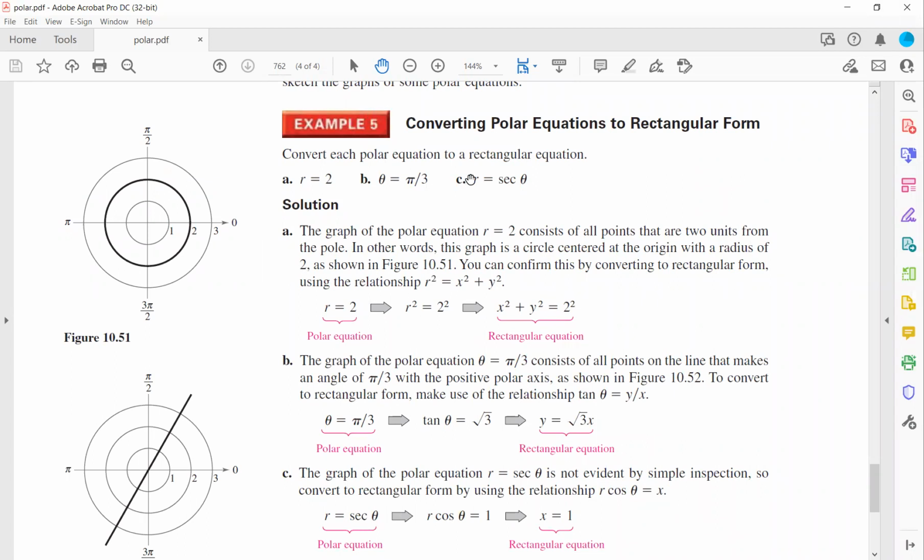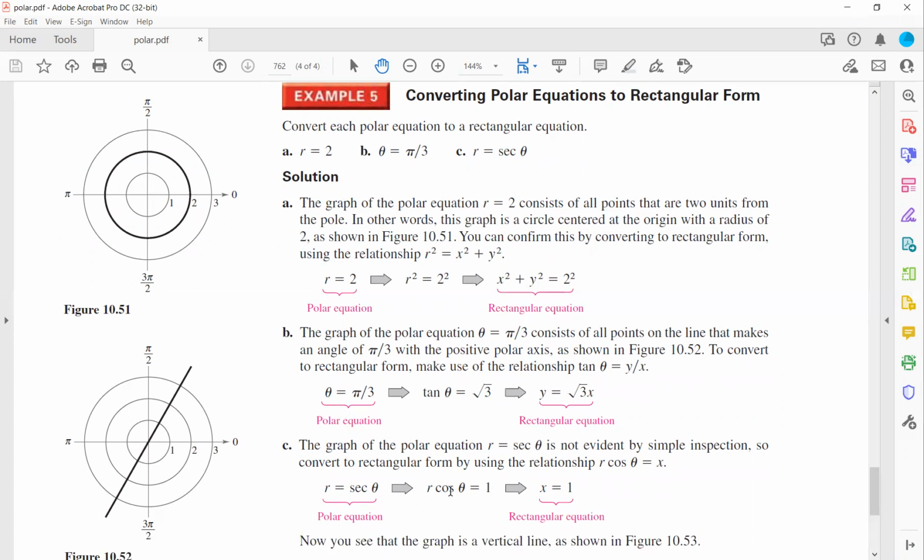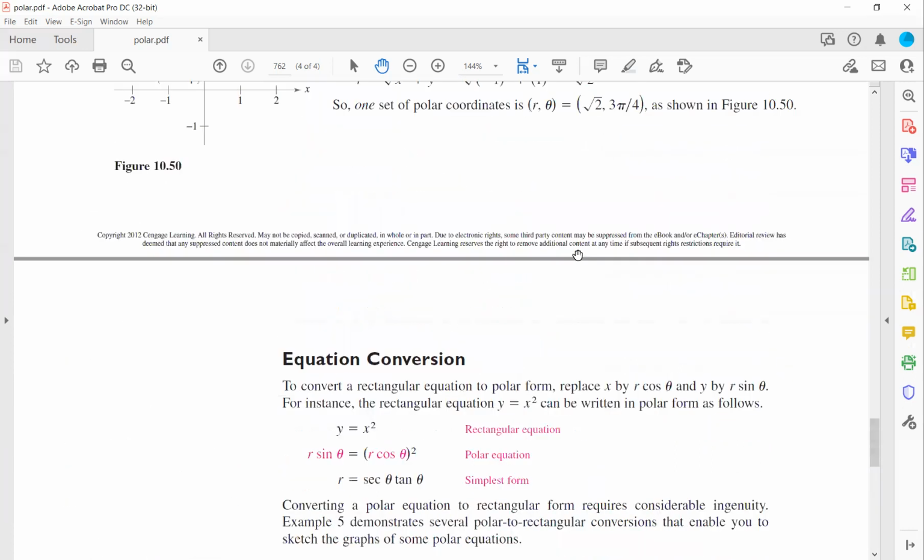And finally, we have r equals secant theta. Well, r is equal to secant theta in polar world. How do we convert that into an equation in the xy plane? So secant is 1 over cosine. R is equal to 1 over cosine. So r times cosine is equal to 1. But r times cosine theta, we already know it is equal to x. This is the conversion that we use.